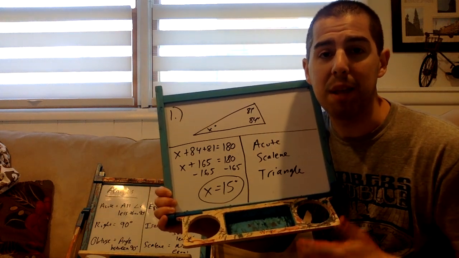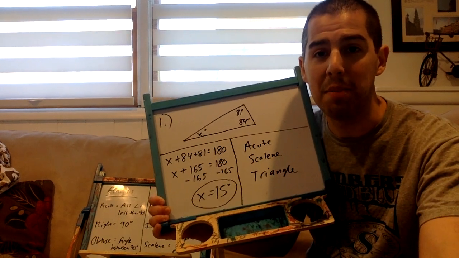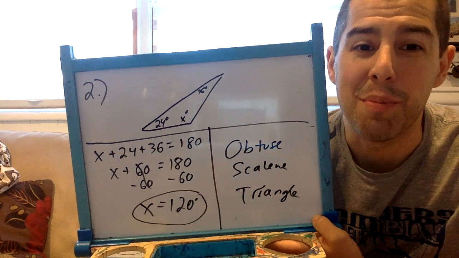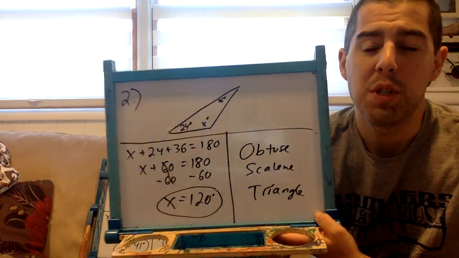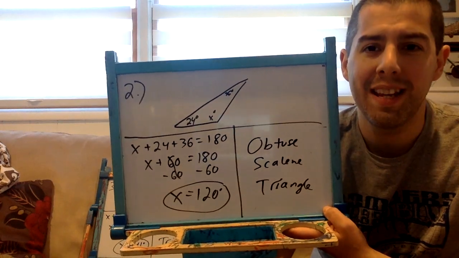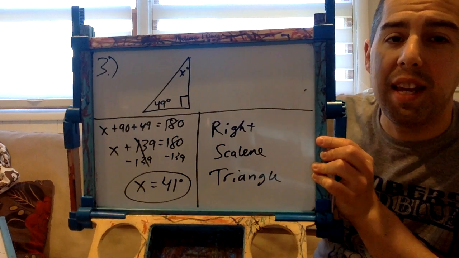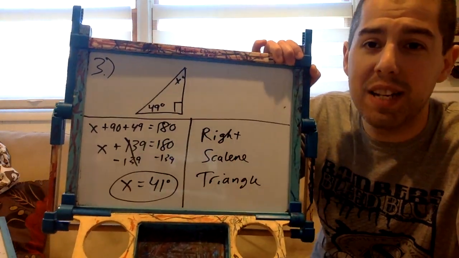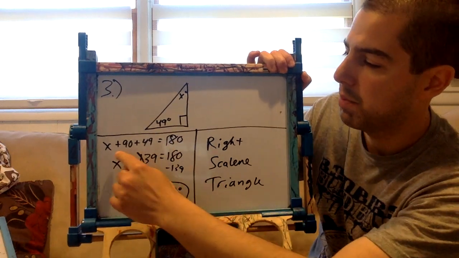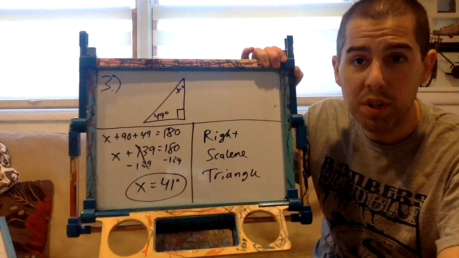For the rest of these problems, I'll just be showing you the answers. And if you have any questions, leave them in the comments. Number two, the missing angle is 120 degrees, which means it's an obtuse scalene triangle. Number three, the angle made from this L shape with the box is 90 degrees. So x plus 90 plus 49 equals 180. The missing angle is 41 degrees.